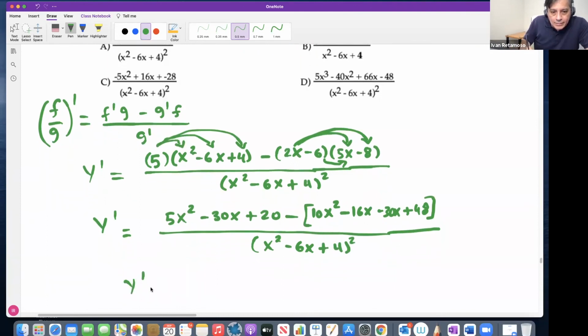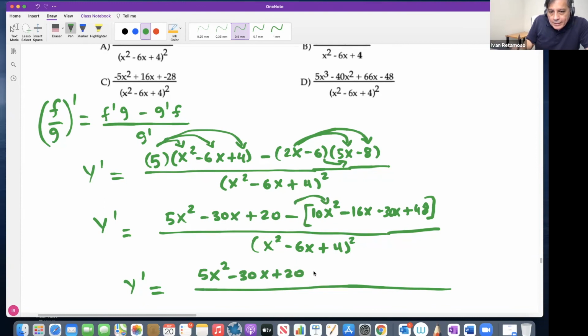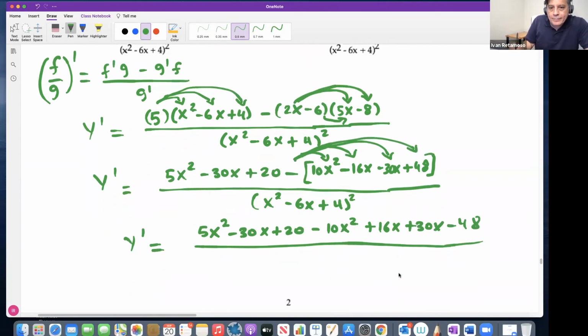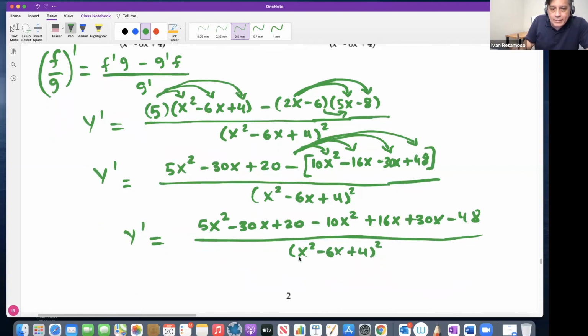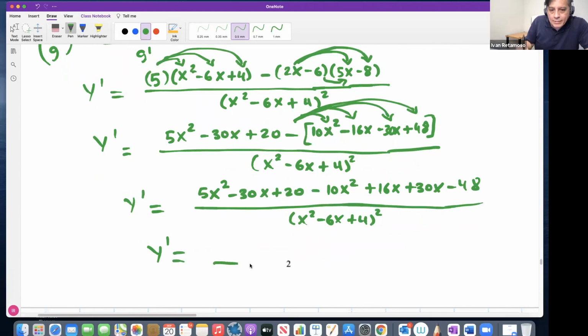So y prime should be equal to what? Let's write this whole thing out. 5x squared minus 30x plus 20. Distribute the negative sign over: minus 10x squared, minus and minus plus 16x, minus and minus plus 30x, minus and plus minus 48. The denominator, leave it alone. Mathematical agreement. So just do this, y prime will be equal to the whole thing.